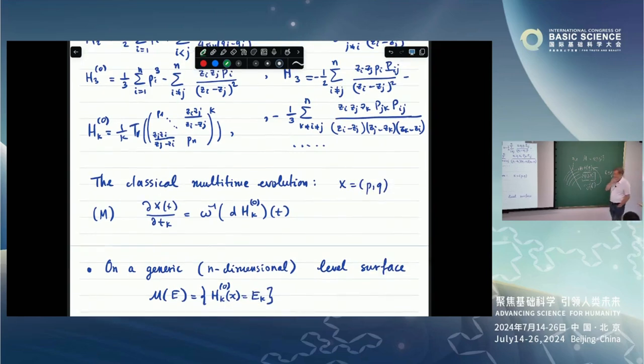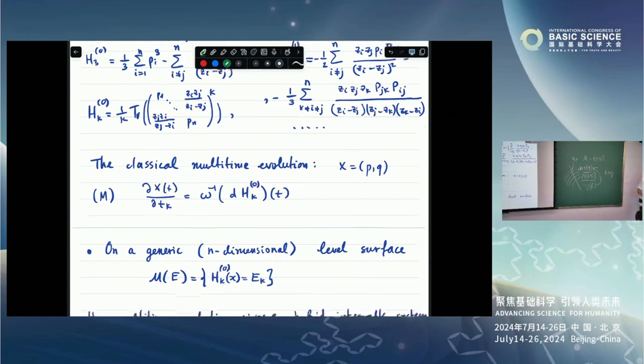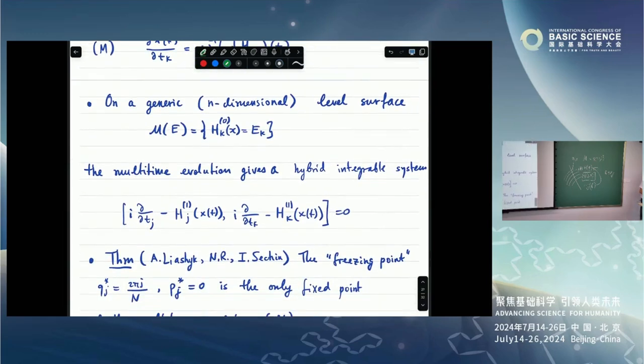So what do we have? We have the classical background, and then we have these operators H1 giving this hybrid integrable system. So this is a flat connection on a generic Liouville torus. This will be a flat connection. But now let's look at the degenerations.